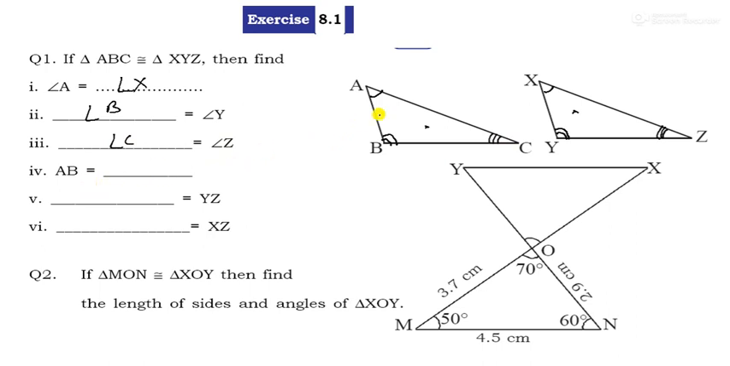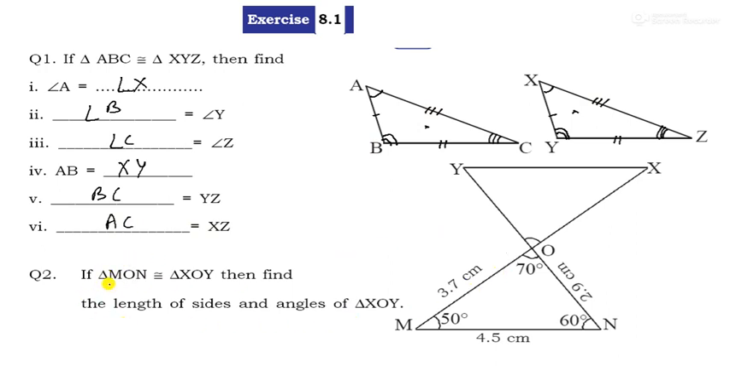Now AB, this one line is AB. So AB is equal to XY. So you can write here XY. And YZ, where is YZ? You can check, it is YZ. You can put the double line. So it is also a double line. So YZ is equal to BC. So you can write here BC. Now come to XZ. Where is XZ? This one is XZ. So you can put the three lines. So here is also three lines. So XZ is equal to AC. So you can write here AC. These are the answers.